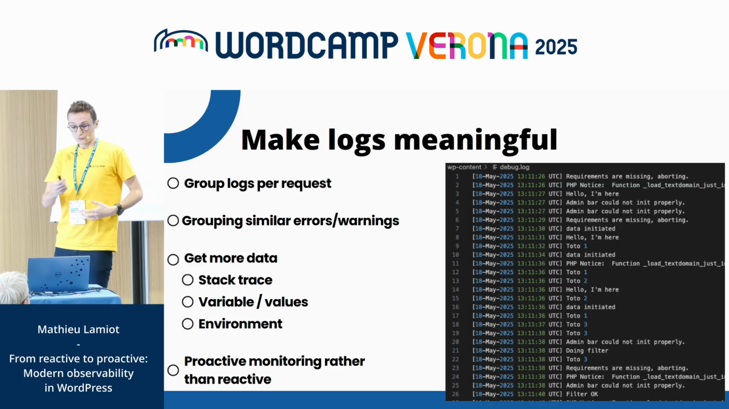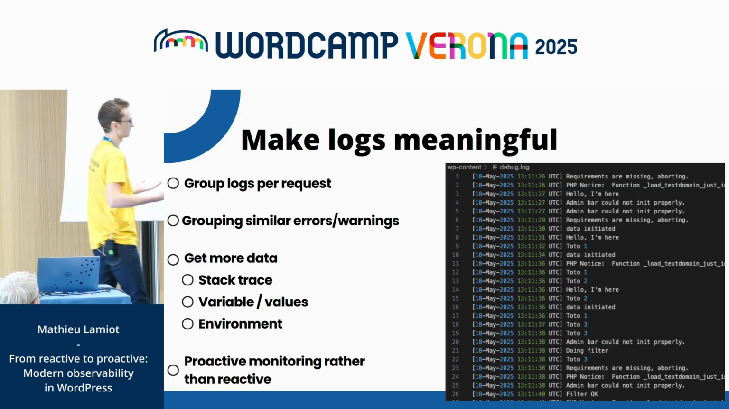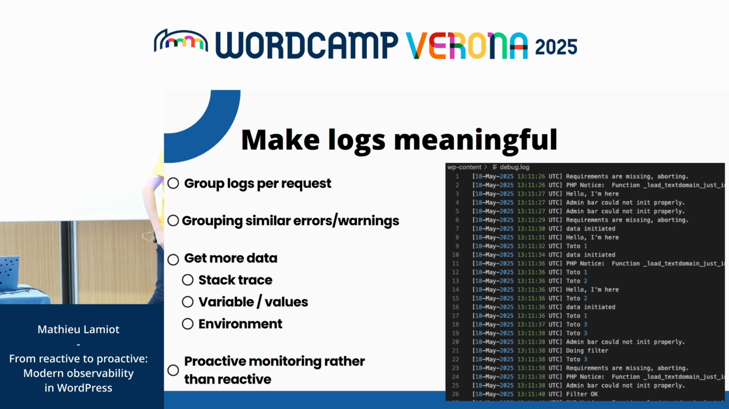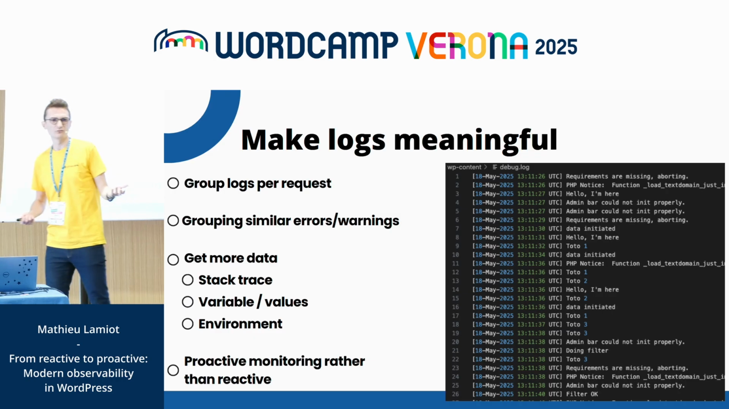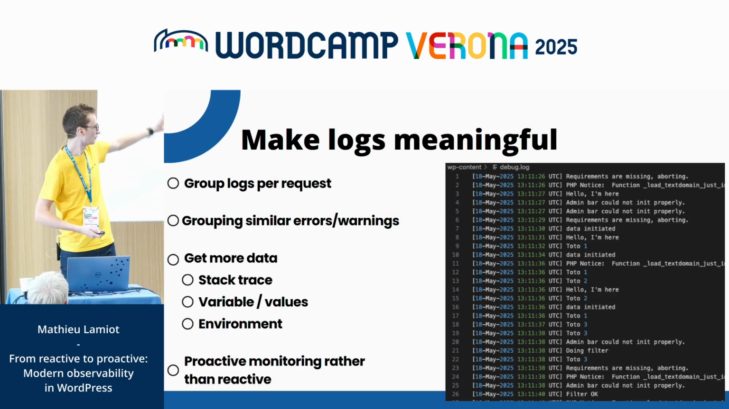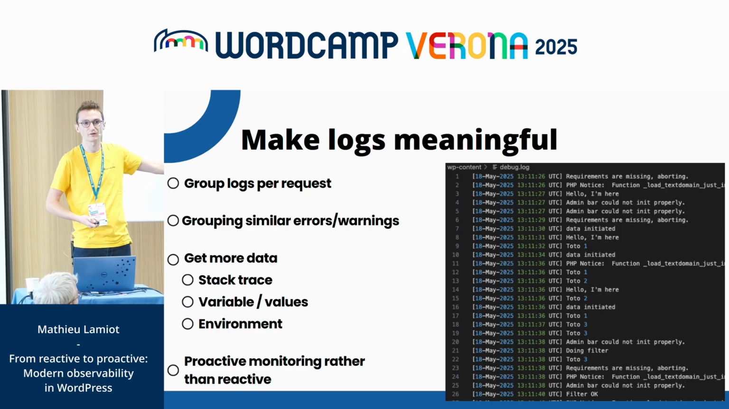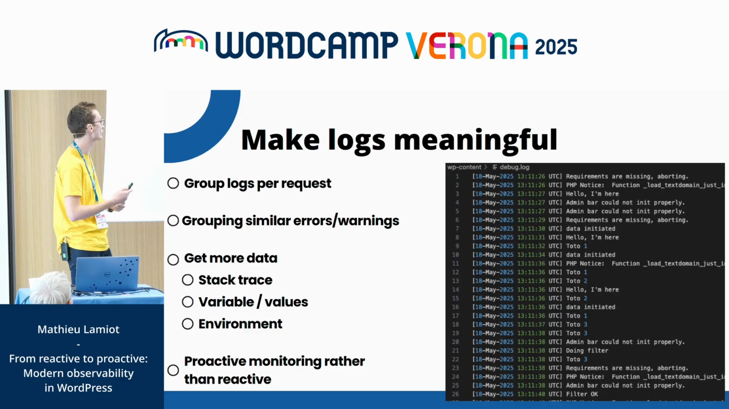Also, something we would want to do is, hey, I've never seen this PHP notice function load text domain just in time, blah, blah, blah. Is that happening often? How often do I see this, right? From a long text log file, you cannot really tell. So we would like to be able to group those things together.